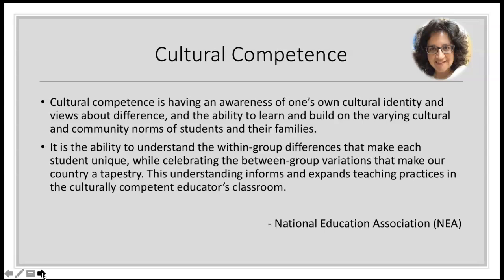In this way, cultural competence plays a significant role in our efforts to create and maintain equity in our relationships, our teaching practices, and our learning environments for our students, their families, and also for one another.